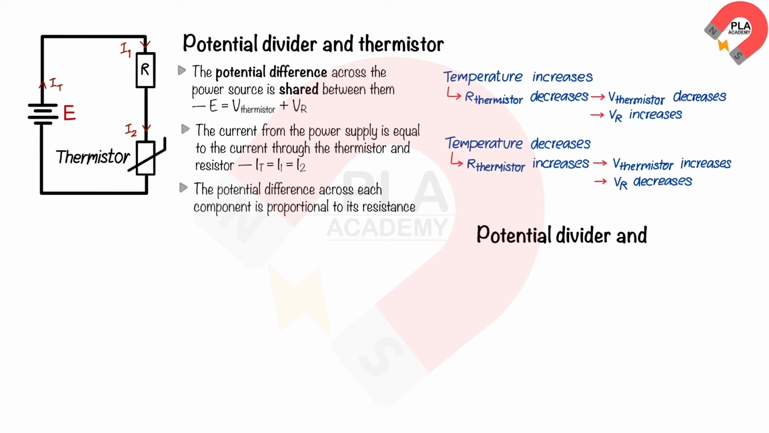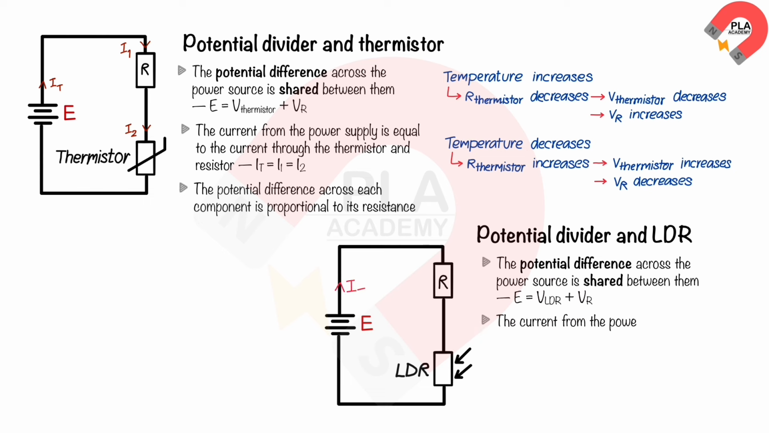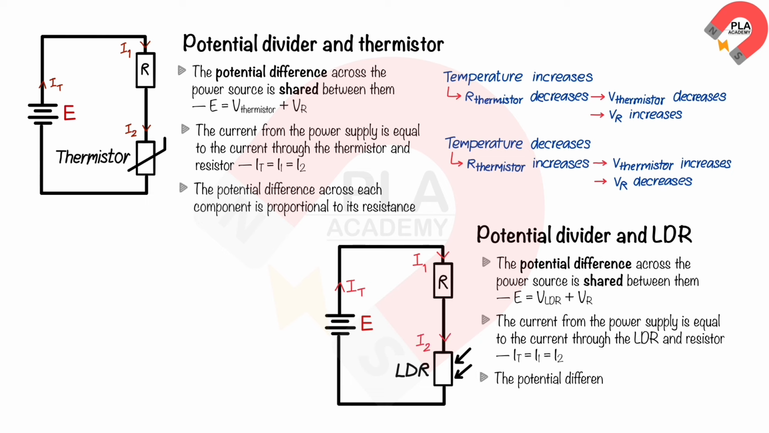Potential dividers and LDR. The light-dependent resistor and resistor are connected in series as shown in the diagram. The potential difference across the power source is shared between them. The current from the power supply is equal to the current through the light-dependent resistor and resistor. So, the potential difference across each component is proportional to its resistance.